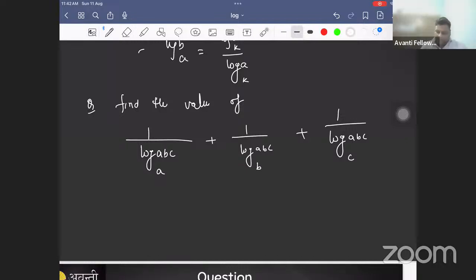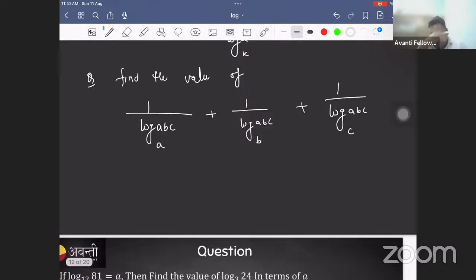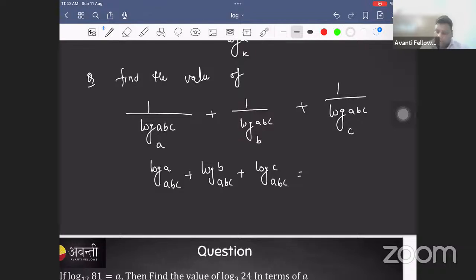See, very simple question. 1 upon log ABC base A. Its reciprocal will be log A base ABC plus log B base ABC plus log C base ABC. Yes or no? So now using the first property, log M base A plus log N base A is log MN base A. So it will become log ABC base ABC. Now what should be the power of ABC to make it ABC? Power should be 1. Got it?